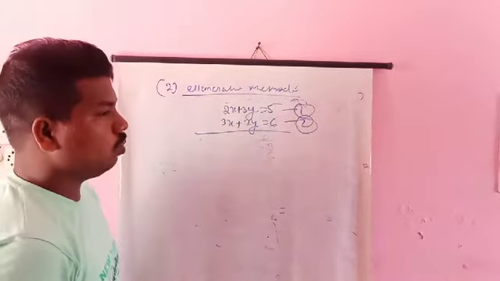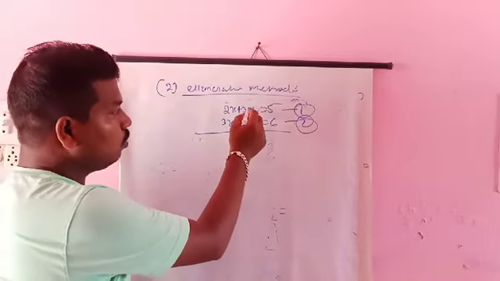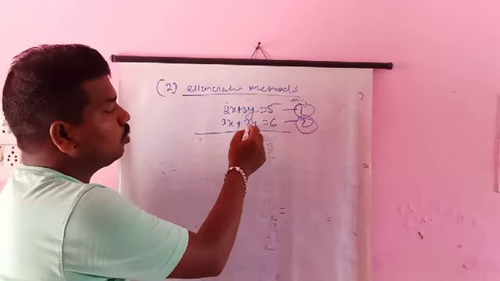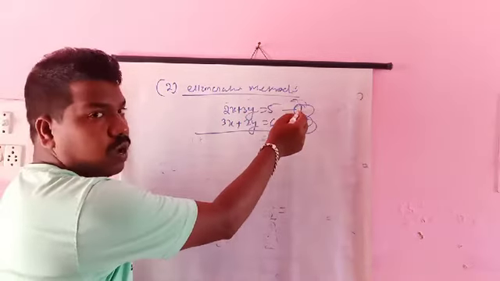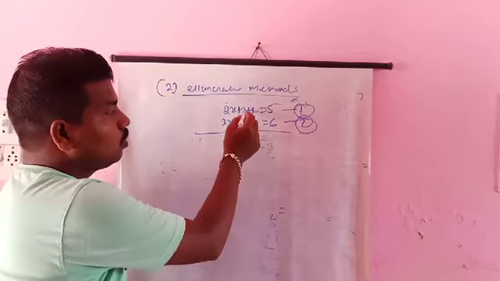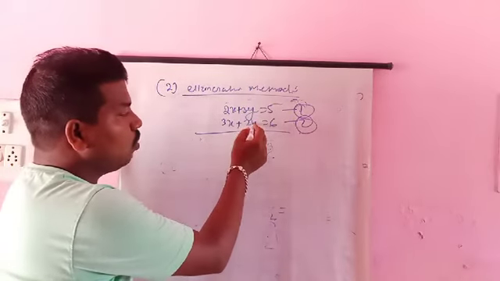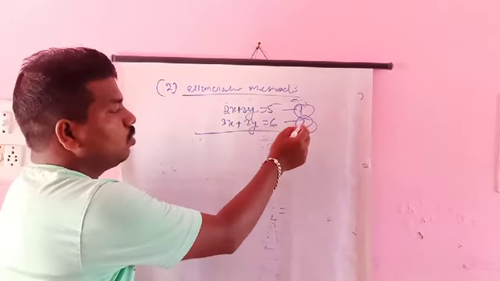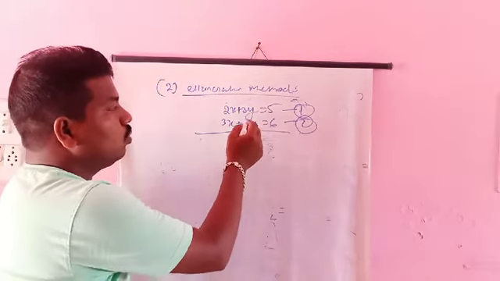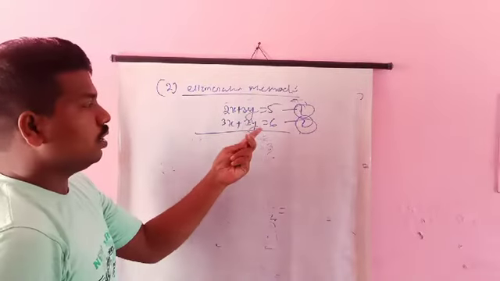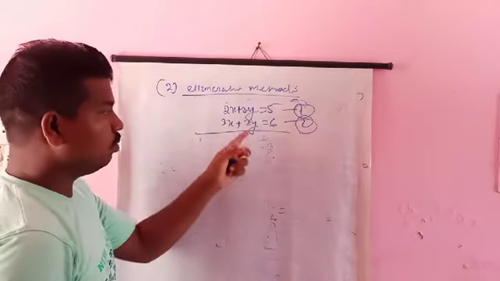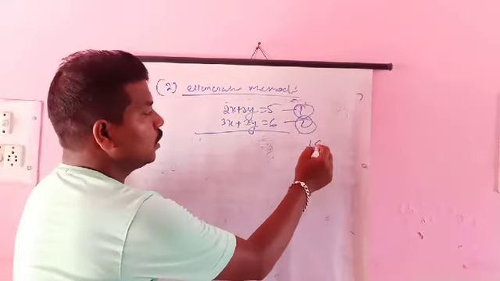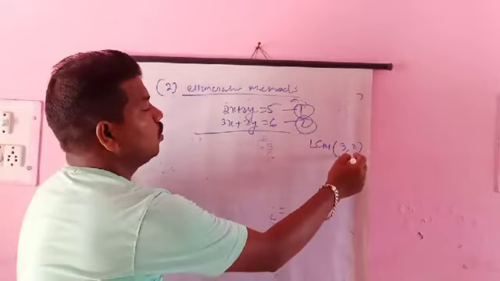Suppose we eliminate y. Then to eliminate y, we have to make the coefficient of y the same in both equation 1 and 2. In equation 1, the coefficient of y is 3. In equation 2, the coefficient of y is 2. To make the coefficient the same, we have to find the LCM of 3 and 2. LCM of 3 and 2 is 6.